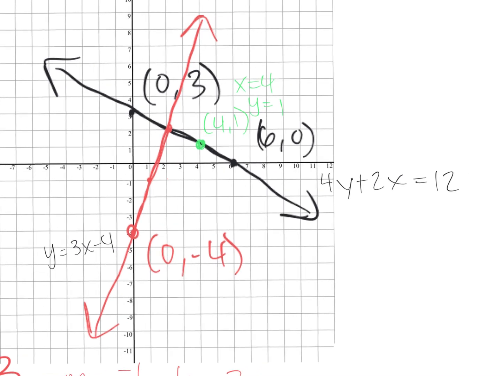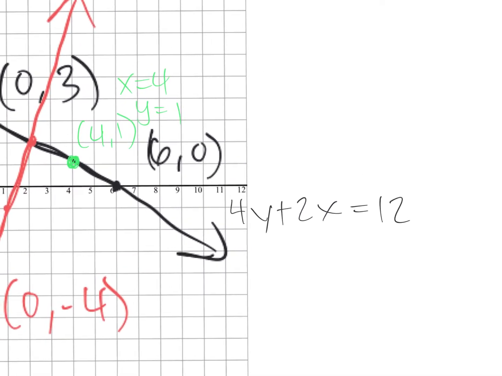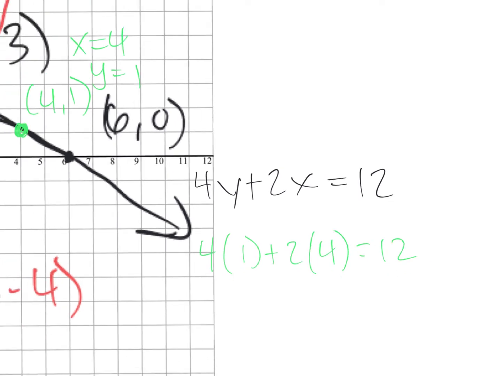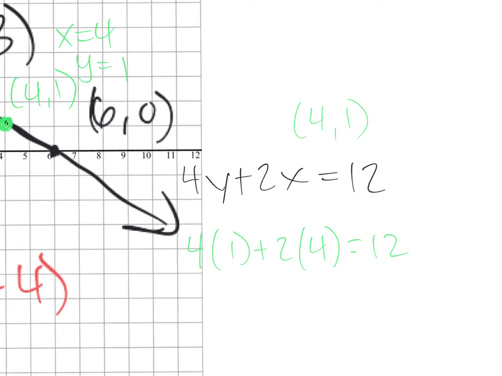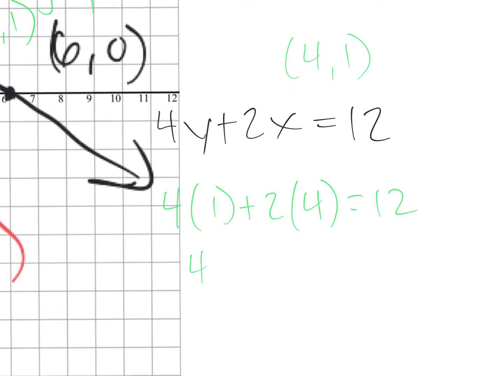It should give me something that's true. Let's test it. So plug in x as 4 and y as 1. We're going to get 4 times 1 plus 2 times 4 should equal 12. Are you guys cool with that? I'm just plugging in 4, 1. What's 1 times 4? And what's 2 times 4? 8. Is 4 plus 8 going to give me 12? Yes. Good. So now we know 4, 1 is a point on that black line.